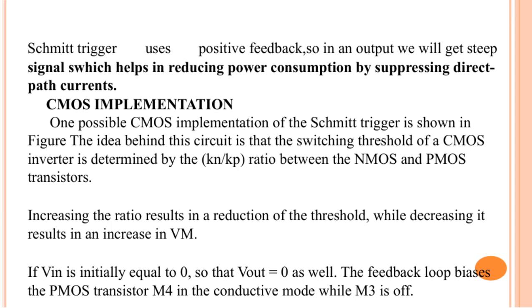For a practical example, consider the case when the input voltage, Vin, starts at 0. This means the output voltage, Vout, is also 0. Due to the feedback loop, the PMOS transistor M4 remains on, conducting current, while the NMOS transistor M3 stays off. This configuration ensures the proper operation of the Schmitt trigger and highlights how the feedback mechanism influences the transistor states to achieve the desired switching behavior.